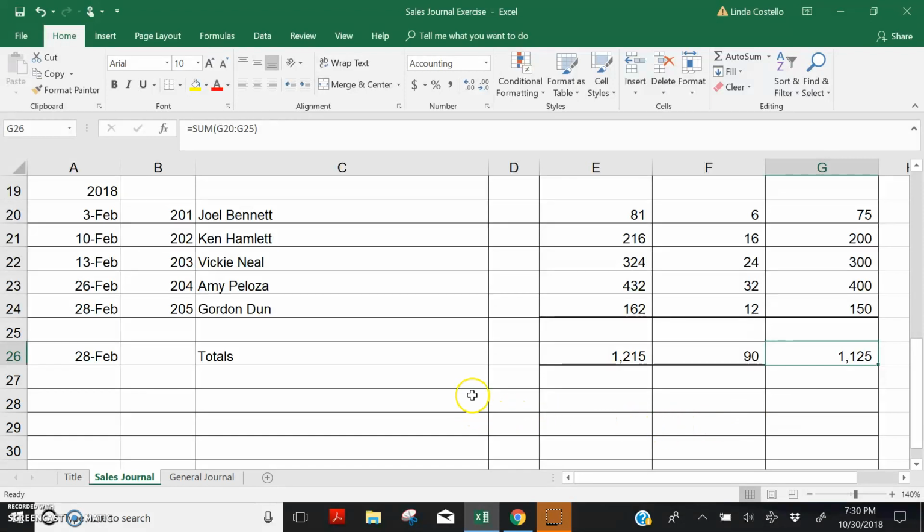Okay, now that we have finished recording the sales transactions for the month of February into the sales journal and totaled up our columns, we need to check to see if we're in balance. Do debits equal credits? Do the two credit amounts equal the debit amount? Let's check. The two credit amounts of $90 plus $1,125 do equal $1,215. So credits equal debits and our sales journal is in balance.